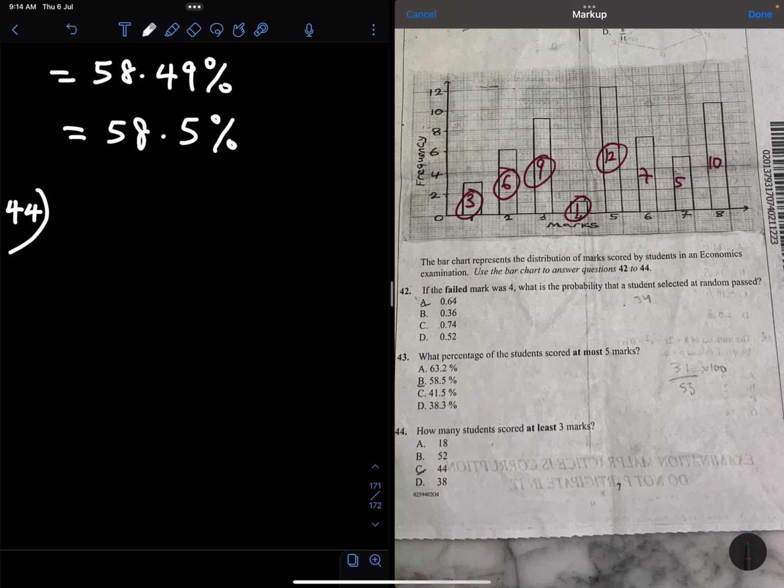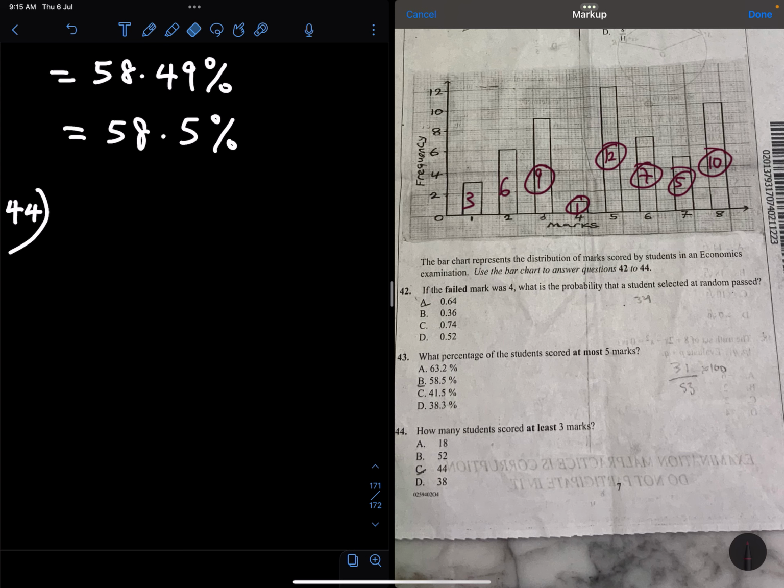What's 44? How many students scored at least 3 marks? The number of students who scored at least 3 marks will be the number of students who scored 3 marks and above. That will be 9 students scored 3, plus 1 student scored 4, plus 12 students scored 5, plus 7 students scored 6, plus 5 students scored 7, plus 10 students scored 8.